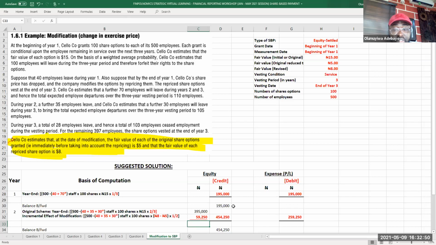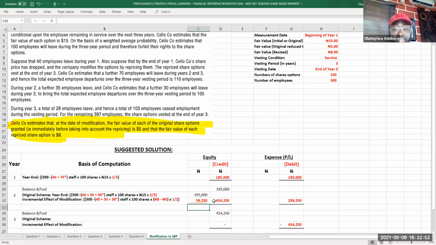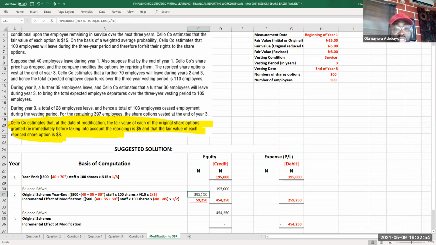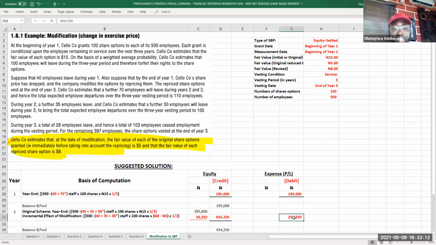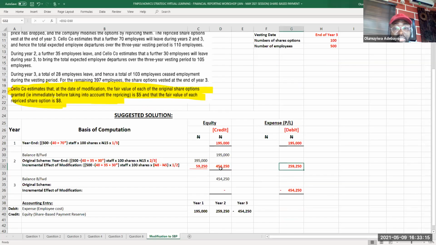Invariably, what I have is this, which means this is the original and this is the incremental. The total represents my liability. But if it had brought about reduced cost, we'd ignore this incremental. That is what the modification requirement is all about. And at the end of the day, this is my expense for the second year. And this balance is what I brought forward to the third year.